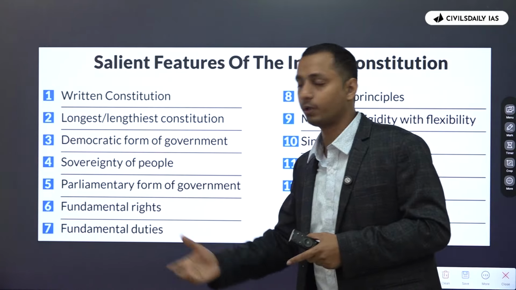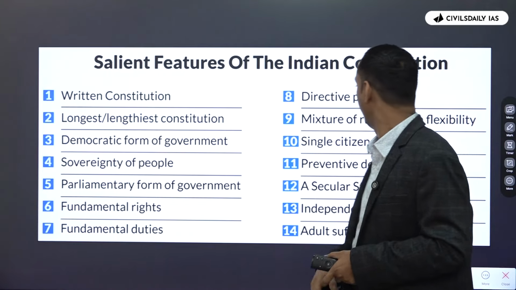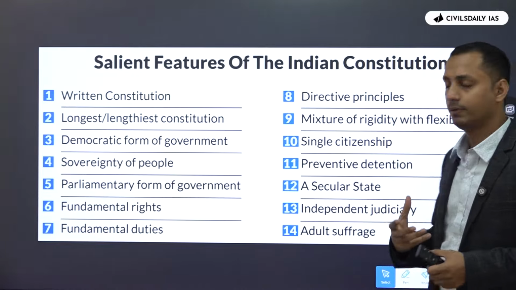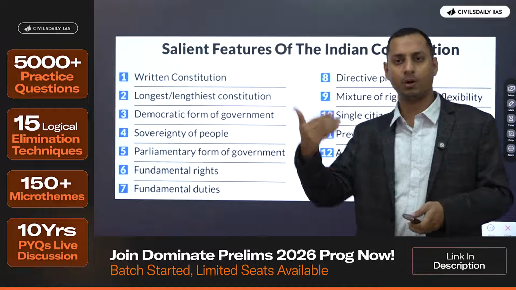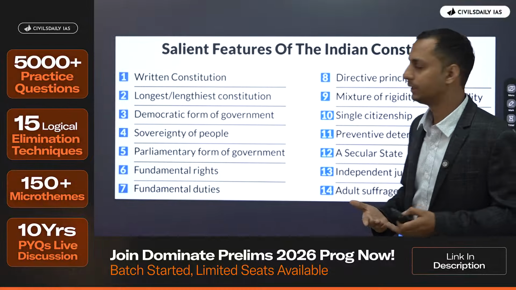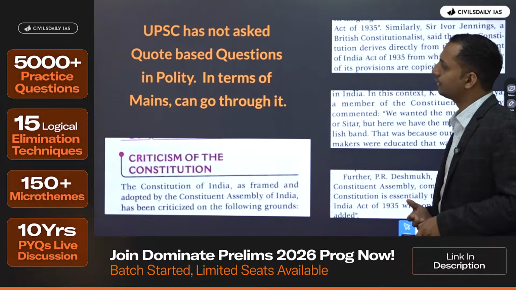Let's say, what do you mean by sovereignty? What do you mean by single citizenship? What do you mean by preventive detention? So dive deeper with respect to all these topics. You can probably use ChatGPT as well.